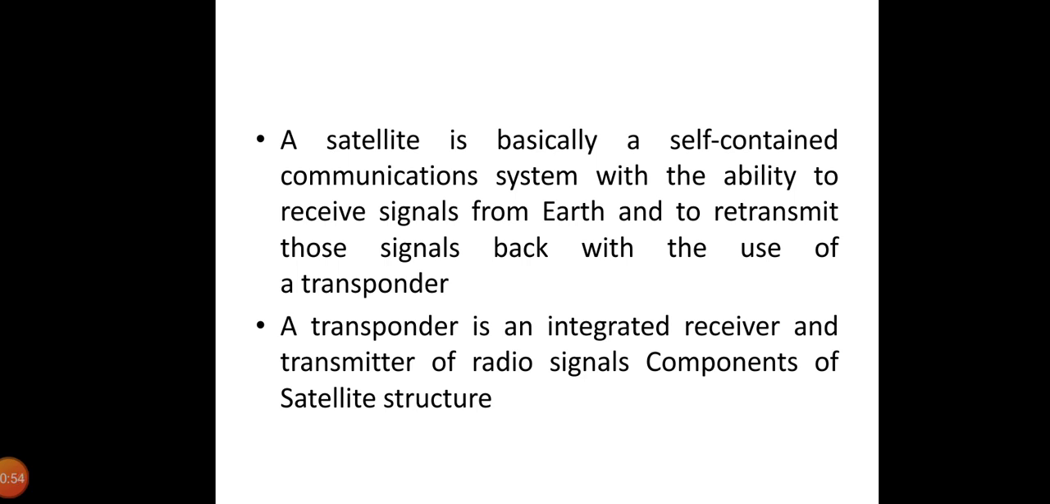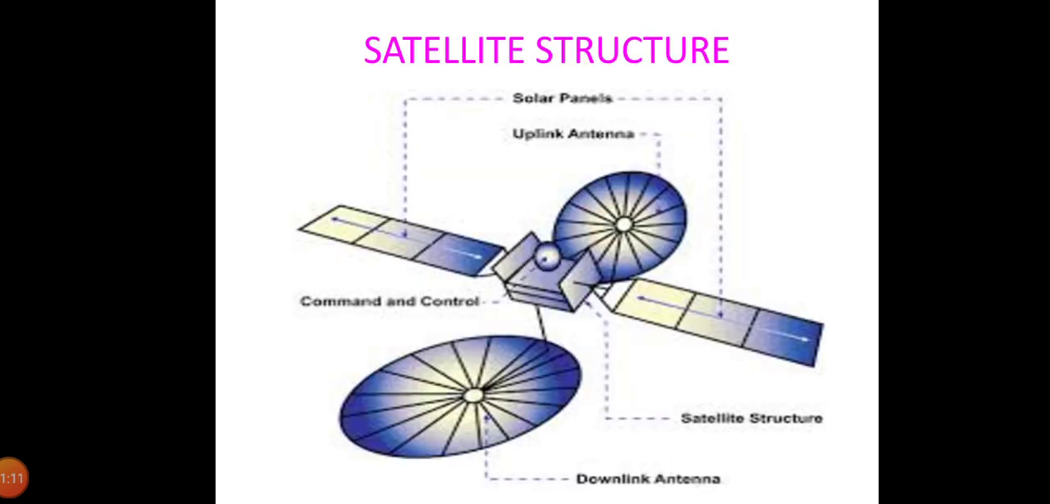A satellite is basically a self-contained communication system with the ability to receive signals from the Earth and to retransmit those signals back with the use of a transponder. A transponder is an integrated receiver and transmitter of radio signals. What you see here is the structure of the satellite, which consists of an uplink antenna, a downlink antenna, the power segments, and command and control systems.